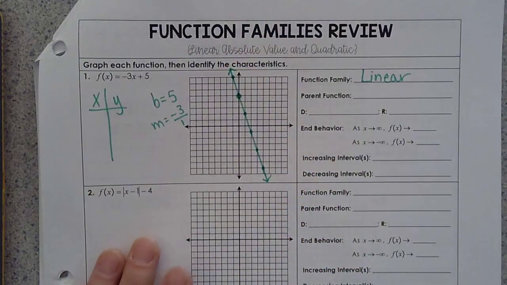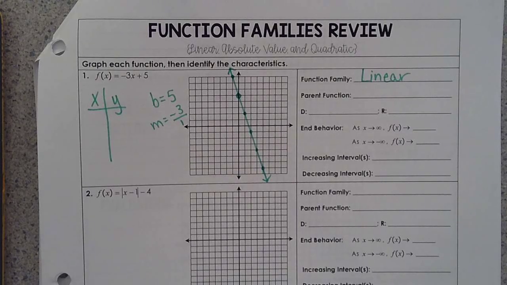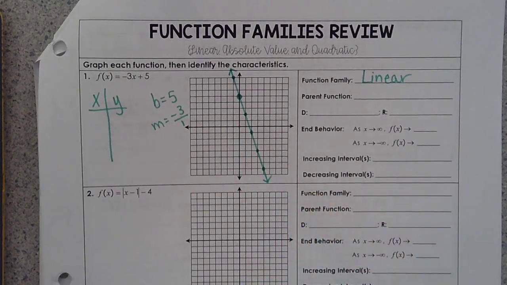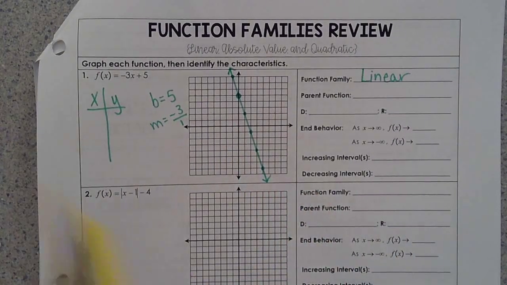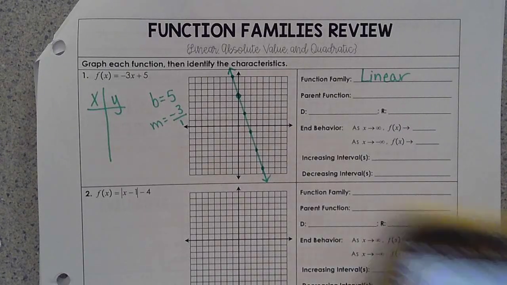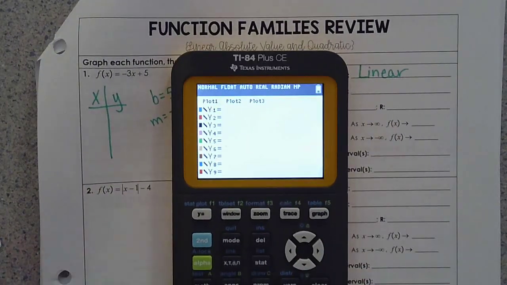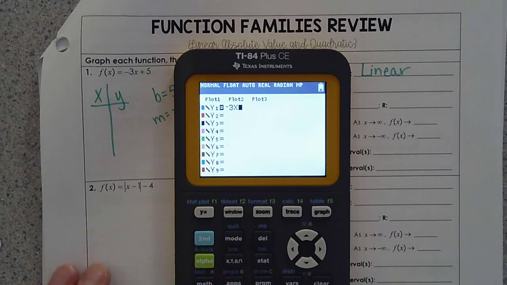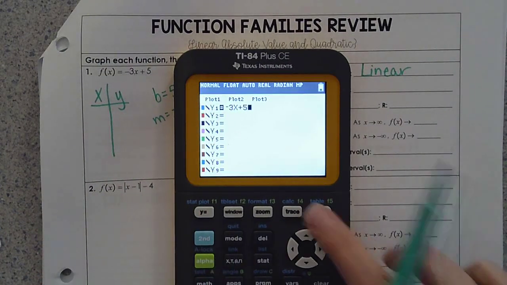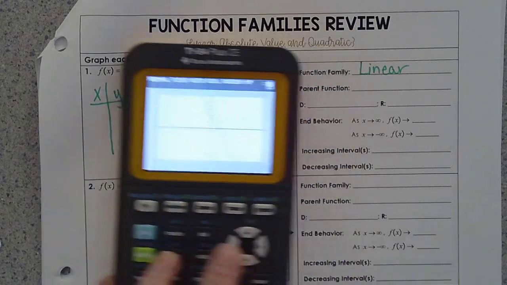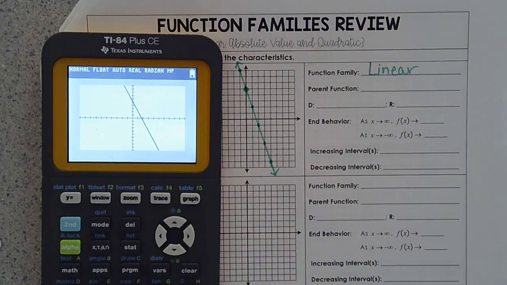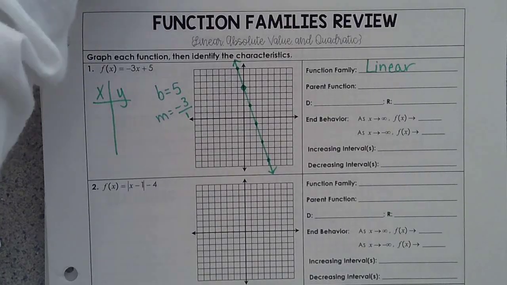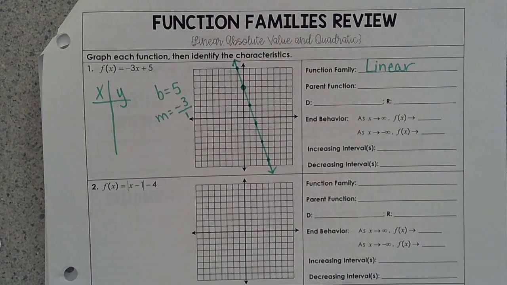Okay, so again here I have verified that this is linear because it's just a line on my graph. And if you graph it and you're like, I'm pretty sure that's what it looks like, remember we can type anything into the y equals menu of our calculator, negative 3x plus 5, and graph. And that's about what my graph looks like. So I'm feeling pretty good about what I've got on my page. All right, let's go ahead and analyze this.